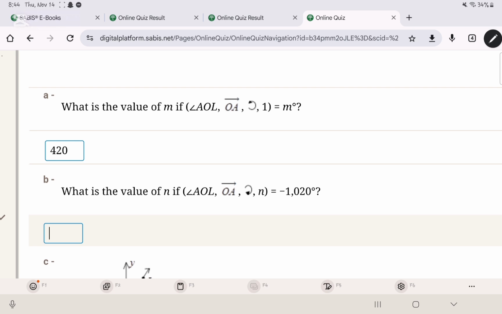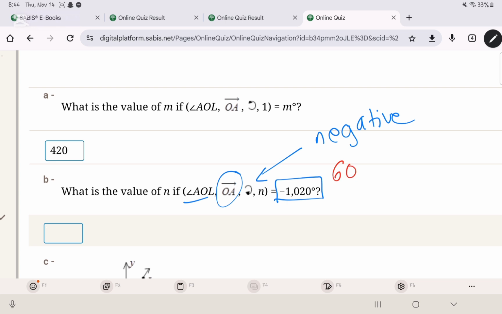So first thing we need to know, it's again angle AOL. We need to find angle AOL with respect to OA, but it is clockwise. If it is clockwise, then it is negative, and if it is negative, that means we need to subtract 360 from the original one. We will see how many times we need to subtract 360 until we get minus 1020 degrees. So we have the initial angle, which is 60 degrees. Since it is negative, we are going to subtract 360. But how many times did we do a rotation? This is what we need to find out.